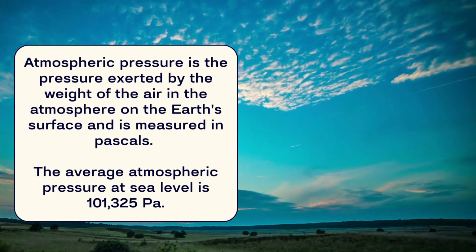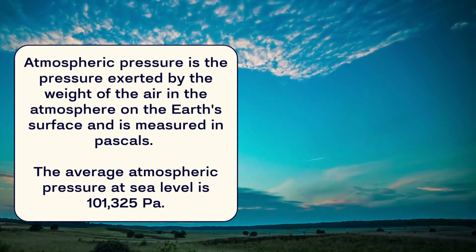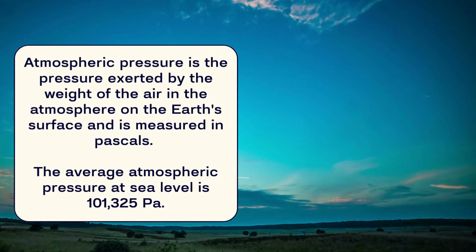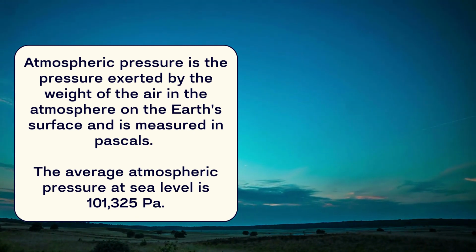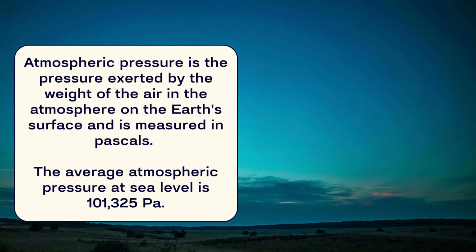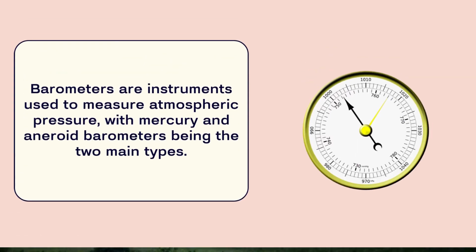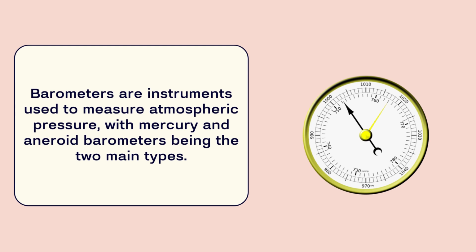Atmospheric pressure is the pressure exerted by the weight of the air in the atmosphere on the Earth's surface and is measured in pascals. The average atmospheric pressure at sea level is 101,325 pascals. Barometers are instruments used to measure atmospheric pressure, with mercury and aneroid barometers being the two main types.